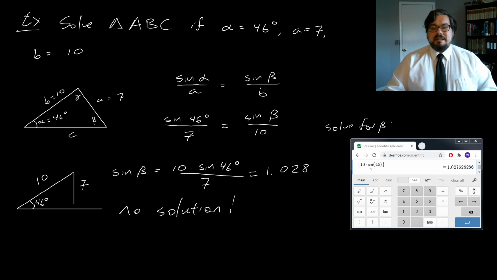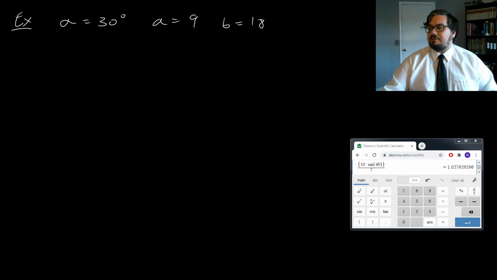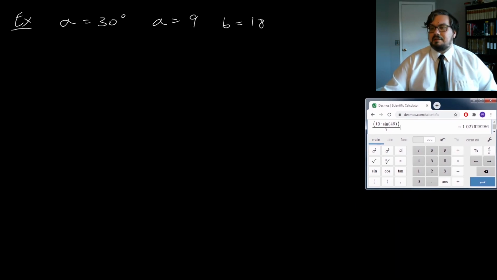So let's look at another example. Let's consider this situation. We're trying to solve the triangle ABC, where alpha is 30 degrees, a is 9, and b is 18. And let's go through the same process.